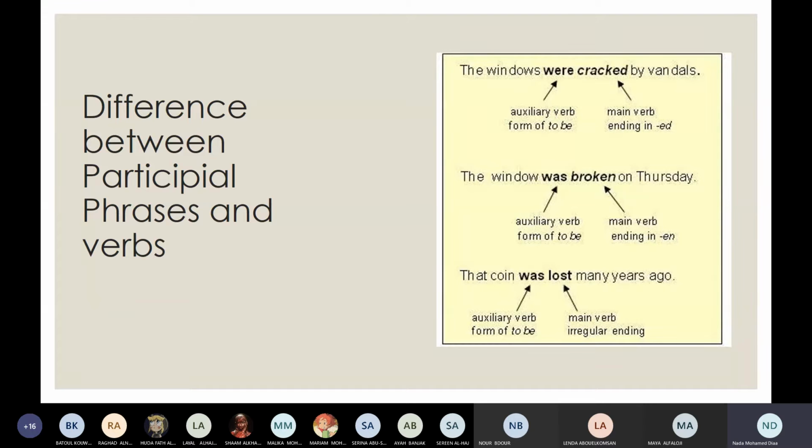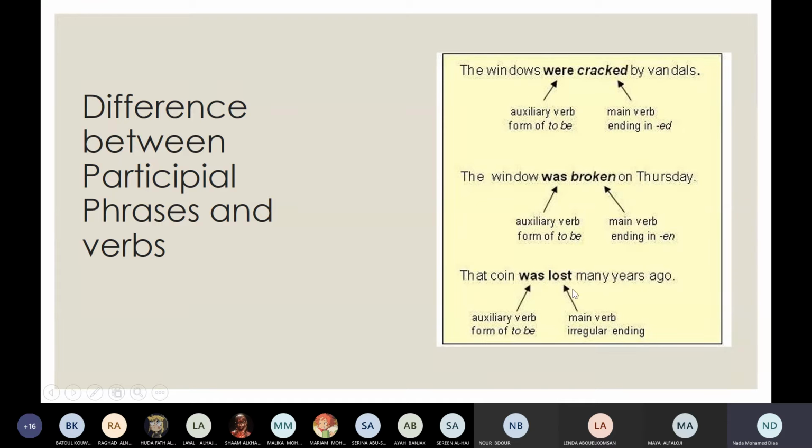Okay? Difference between participial phrases and verbs. The windows were cracked by vandals. Here in the sentence, I have windows, subject, and I have were cracked, verb: auxiliary verb and main verb. They were cracked by vandals. So it's not a verbal. It's not a participle. The window was broken on Thursday. I have was here, I have were here, I have the verb to be before the verb, so they are verbs. Auxiliary verb and main verb, they are verb phrases.